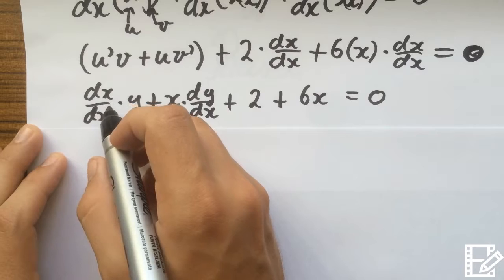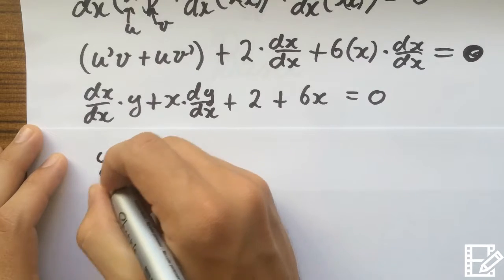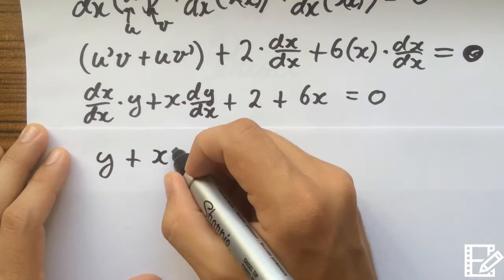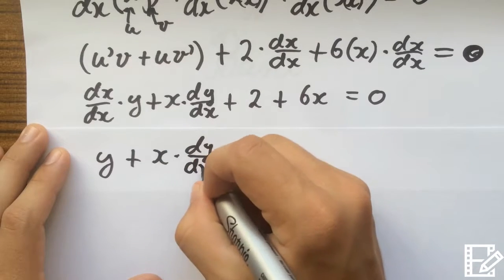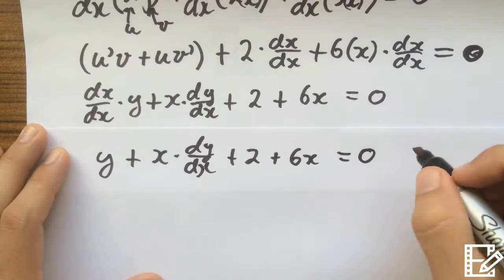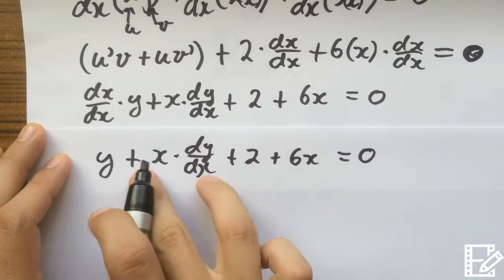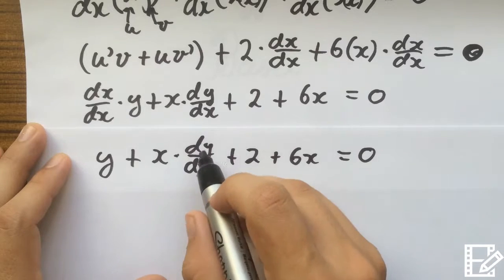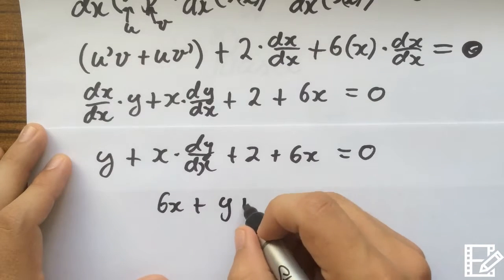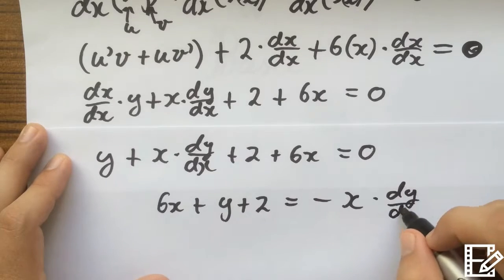Okay, so the derivative of x with respect to x is 1 times y. We just have y plus x multiplied by the derivative of y with respect to x, so the derivative just stays there, plus 2 plus 6x equals 0. Okay, so what I'm going to do is rearrange this. I'm basically just going to bring this onto the other side, the x multiplied by dy dx. So we'll have 6x plus y plus 2 equals negative x multiplied by dy dx.